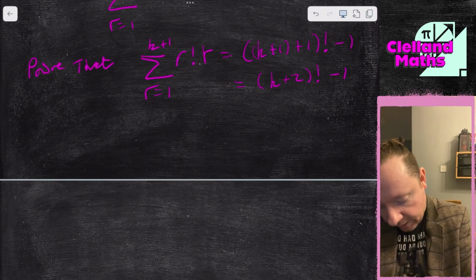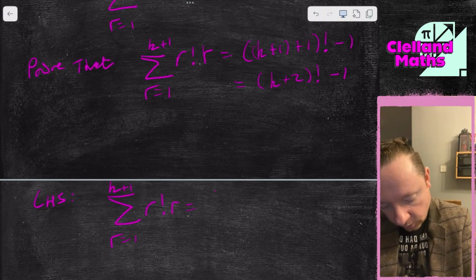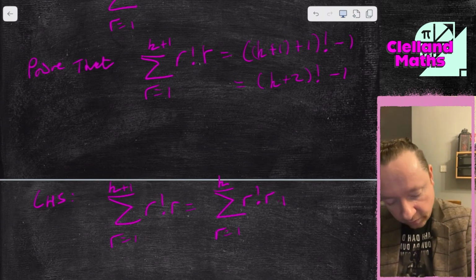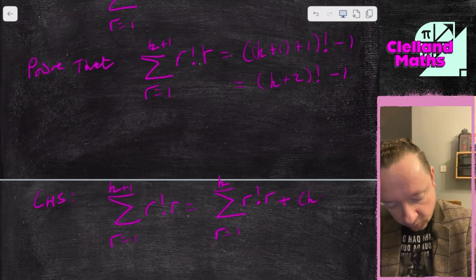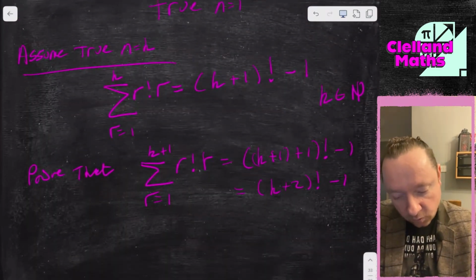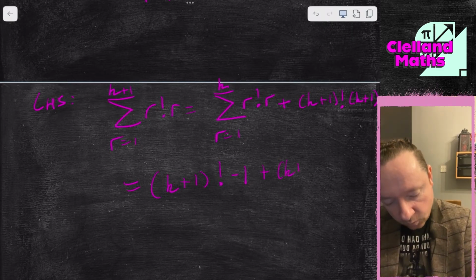So looking at our left-hand side, and we'll try and make it look like our right, r equals 1 to k plus 1 of r factorial r. Well, we can use our r equals 1 to k of r factorial r, and then just add the k plus 1th term. So r factorial becomes k plus 1 factorial, and r becomes k plus 1. But we already know what the sum is. It's k plus 1 factorial minus 1. So that equals k plus 1 factorial minus 1 plus k plus 1 factorial, k plus 1.